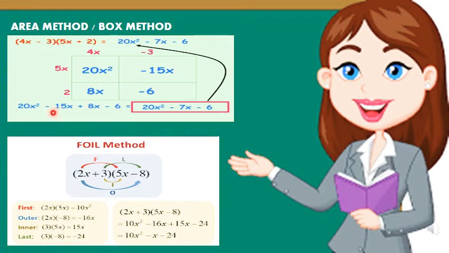So minus 15 plus 8 is minus 7. X will be written as it is. So the simplified form of minus 15x plus 8x is minus 7x, and these two terms will be written as they are. So your final answer is going to be 20x square minus 7x minus 6. That is what is being written here.